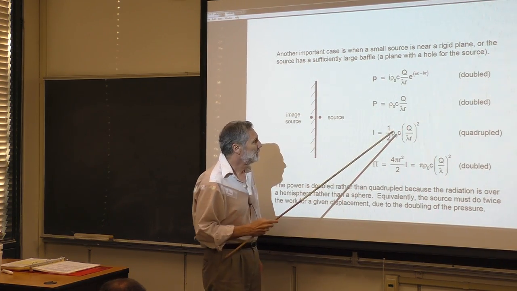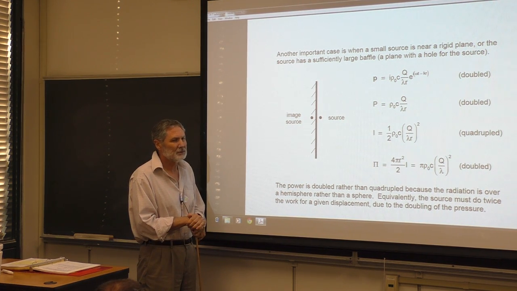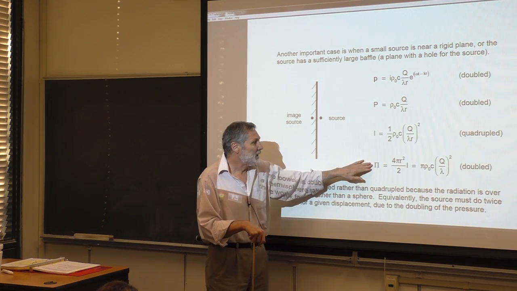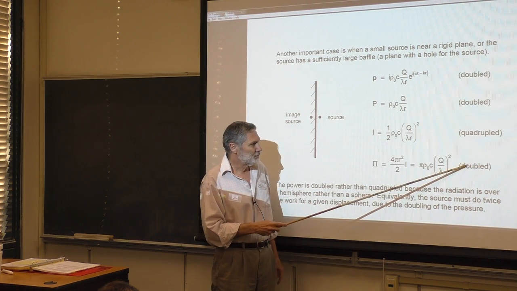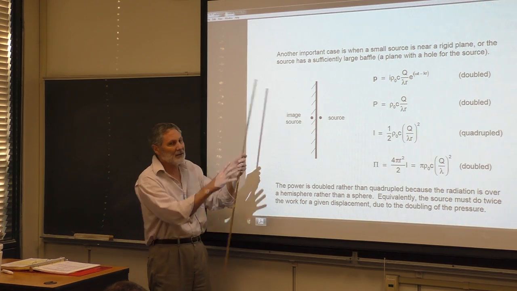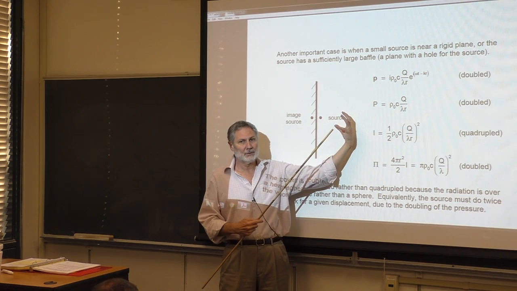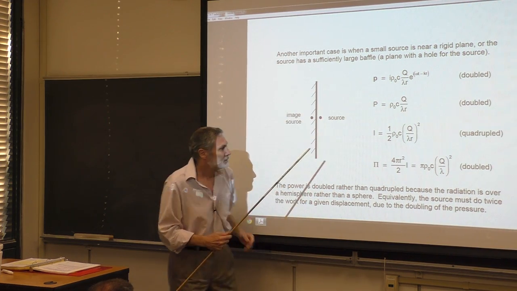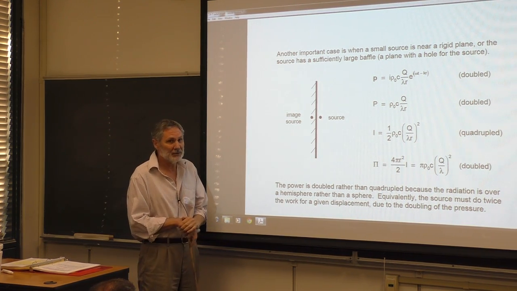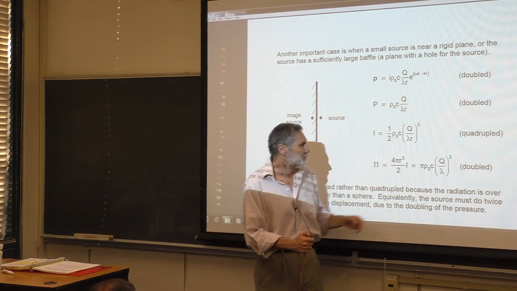It's, of course, doubled. Because the pressure is doubled, the intensity will be quadrupled, okay? Because it's proportional to the square, right? The power is only doubled, though. It's not quadrupled. And the reason is, we're only radiating into a hemisphere here, once you put this baffle here. So the intensity times the area is not 4 pi r squared, it's 2 pi r squared. So that brings the quadrupling down to being doubled.